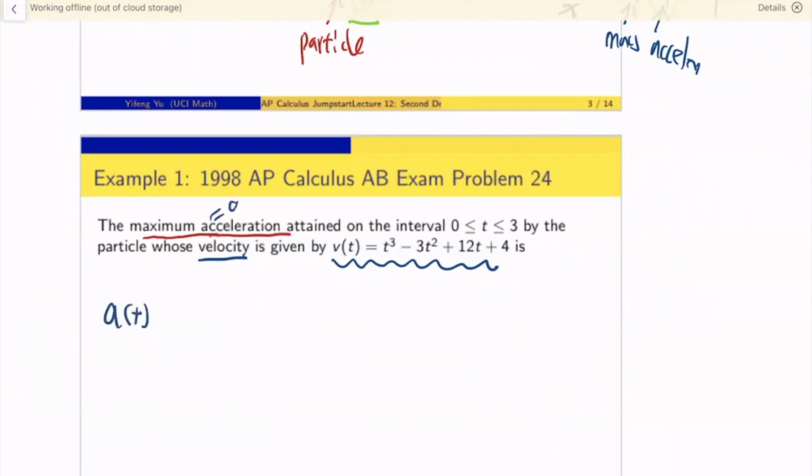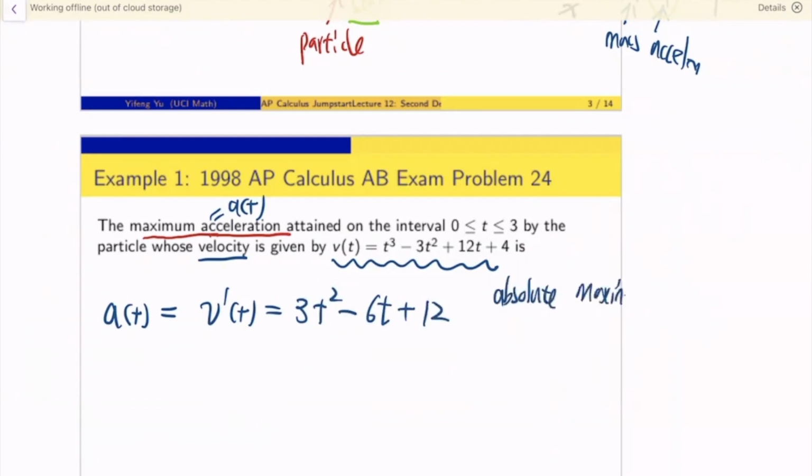Let's say I use a(t) to represent the acceleration at time t, the instantaneous acceleration. Now, acceleration is just the rate of change of the velocity. So we just take the derivative of this one, and we get 3t squared minus 6t plus 12. Now we just want to find the absolute maximum value on this closed interval, which is [0, 3].